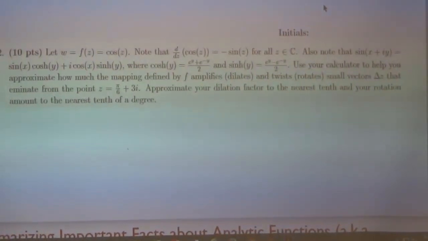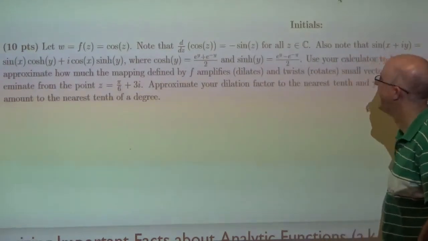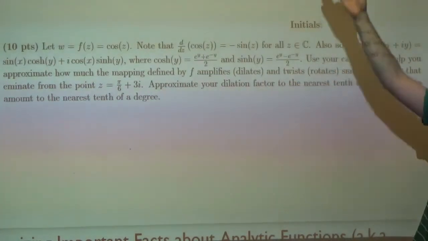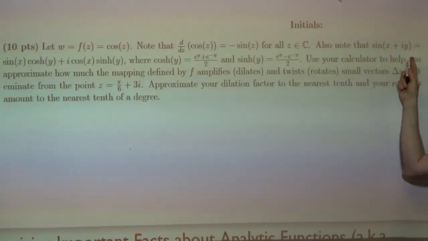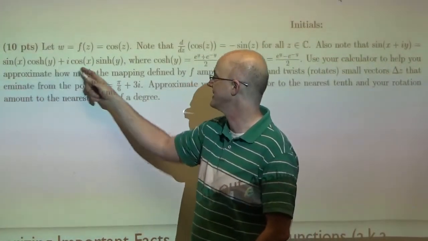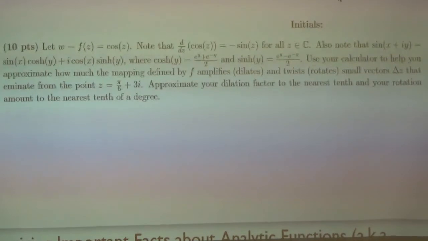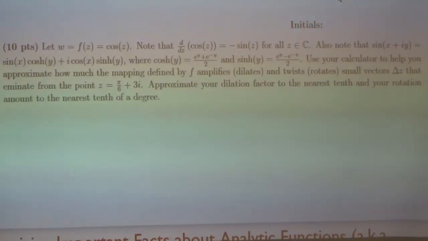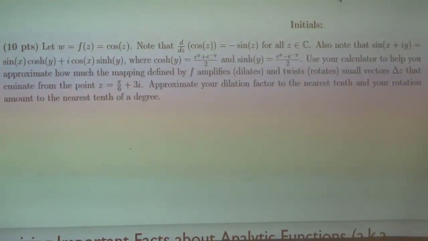Here's the amplitwist problem. And in fact, in this problem, on the next page, I gave you a formula that you really could have used on the previous page. You could have gone back and used this formula that sine of x plus iy is written in terms of sine, cosine, sinh, and cosh in this way. Where we're trying to understand how f as a mapping dilates and twists small vectors that emanate from this point, approximate your dilation and rotation to a certain number of decimal places.